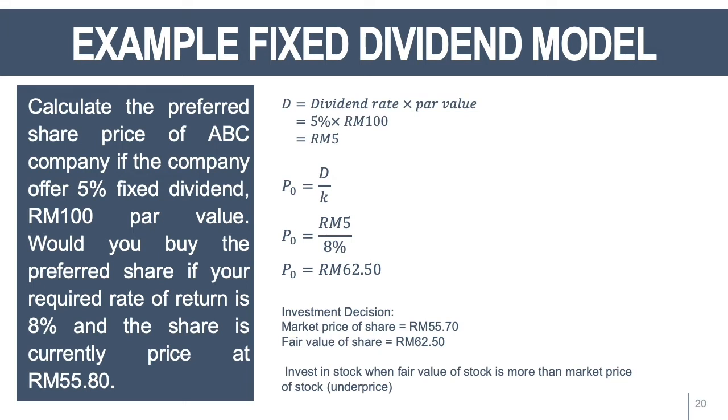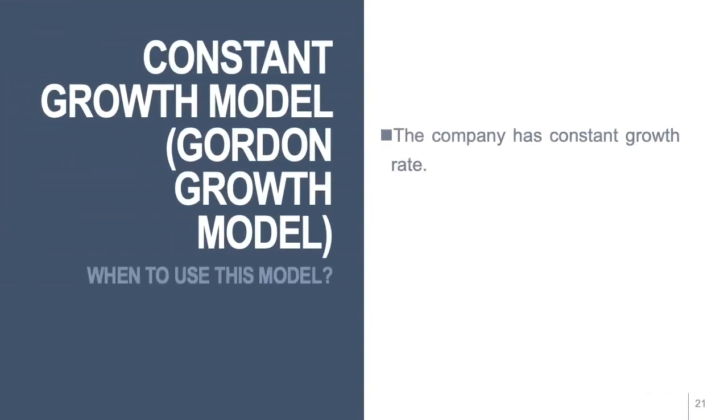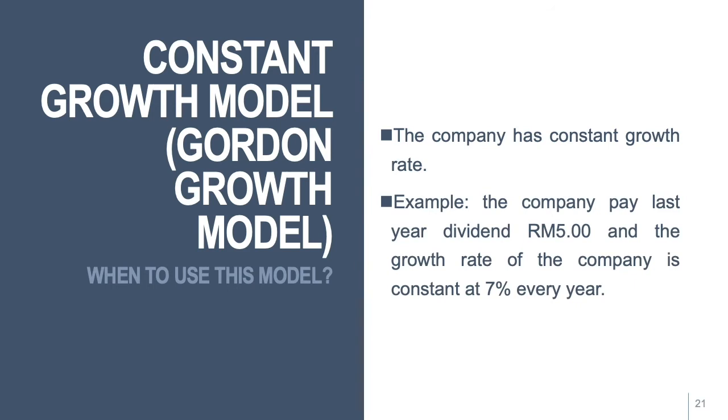The second model is the constant growth model, or the other name is the Gordon growth model. So when to use this model? We use this model when the company has a constant growth rate. For example, the company paid last year's dividend of 5 ringgit and the growth rate of the company is constant at 7% per year. So to use the constant growth model, you must have a constant growth rate, not a constant dividend, a constant growth rate.